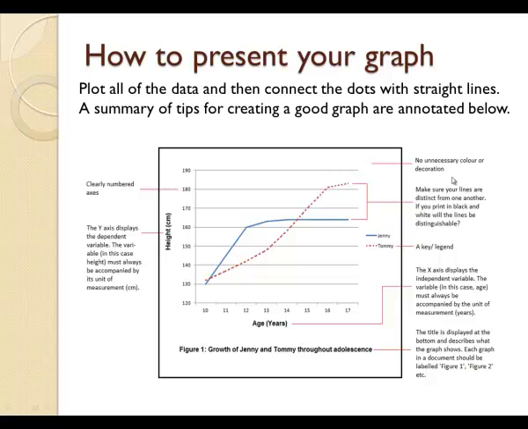You do not need to fill in the background with lots of colours. Here we've made sure that our lines are distinct from one another, and using this key we can see very clearly that the blue line relates to Jenny's growth and the red dotted line relates to Tommy's growth. Again, the x-axis is clearly described and its units of measurements are clear, and the y-axis the same. And again, we have our descriptive title that tells us it is the first figure in the document.